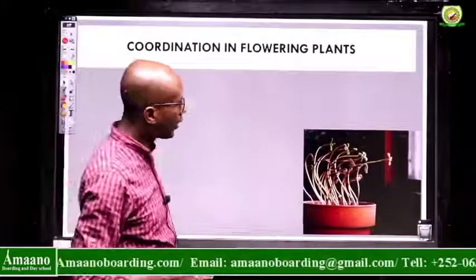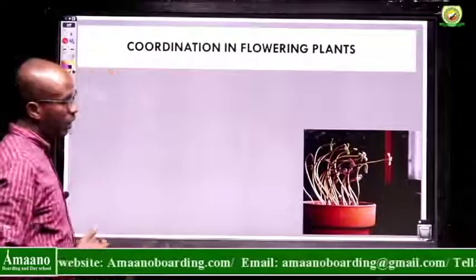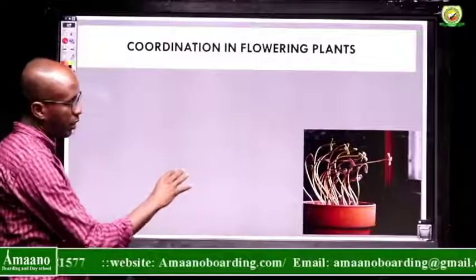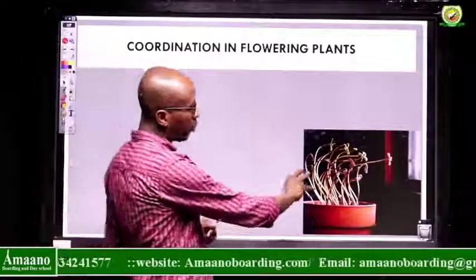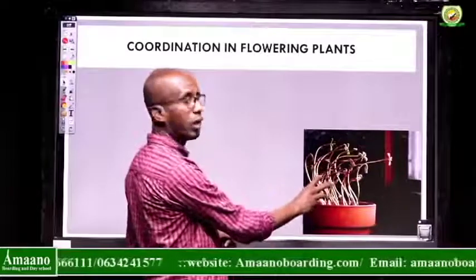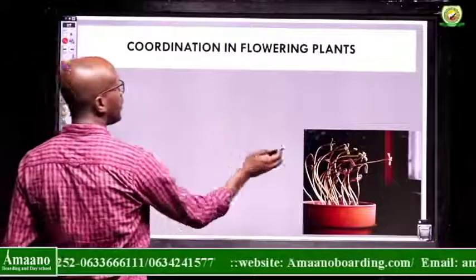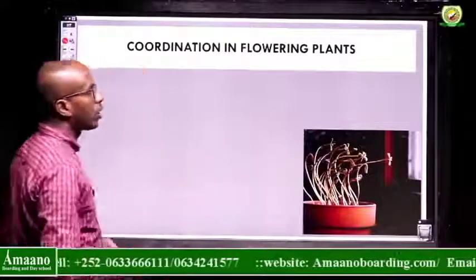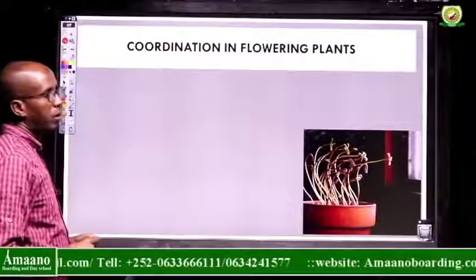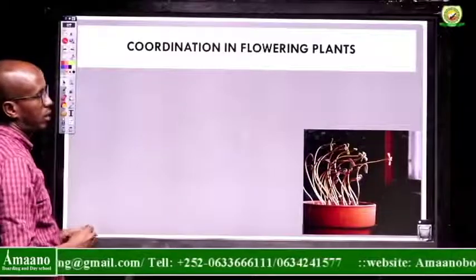Please look at this diagram. I think you can see that the stem or the shoot of these plants are somehow curved. So let me tell you why. This is called phototropism. Plants, the shoots grow towards the sunlight.